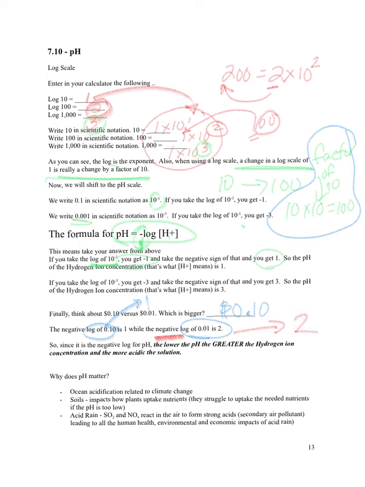So, which is bigger? 10 cents is bigger, but it gave me a lower pH. So, since it's a negative log for pH, the lower the pH, the greater the hydrogen ion concentration, which means the more acidic the solution. Okay, so this in bold here is our big takeaway with pH, and then just being able to solve some very, very basic pH problems. And again, this idea of the pH scale.